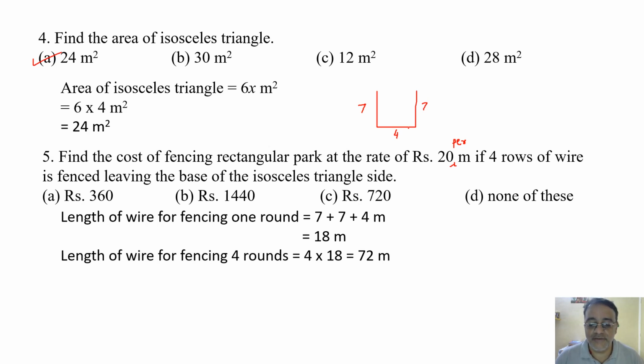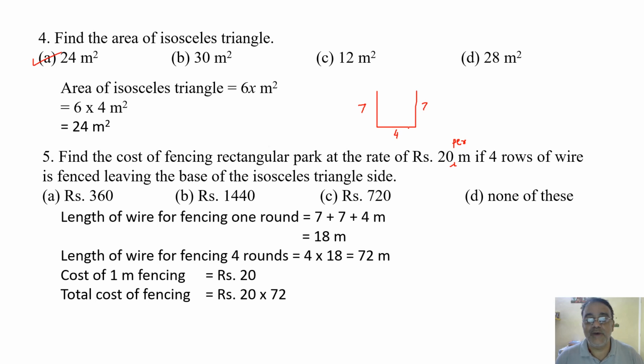Now the cost of 1 meter is given, cost of fencing 1 meter is given rupees 20. So total cost will be 20 into 72, that is 1440. So the correct option is Option B, right. Option B.